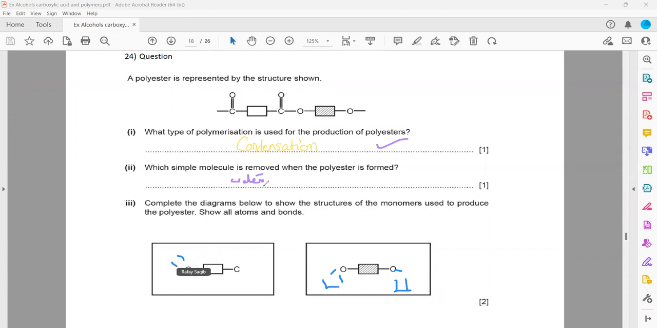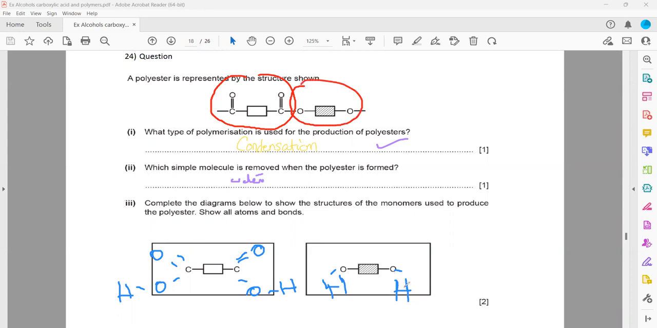How will we complete this? The polyester is formed when a dicarboxylic acid reacts with a diol. So this part we will remove and make two carboxylic acid groups, and this part will be removed as a diol, so put two H on both sides. As a result, it will become a dicarboxylic acid and a diol.